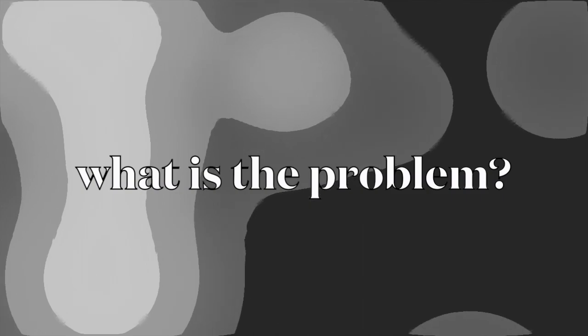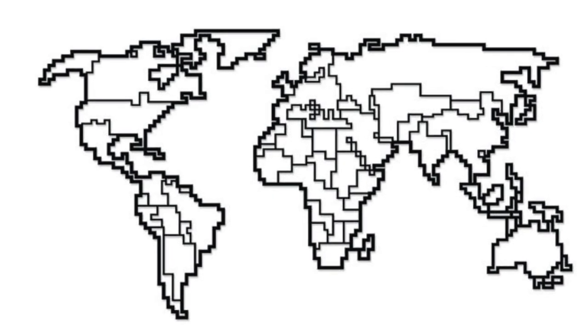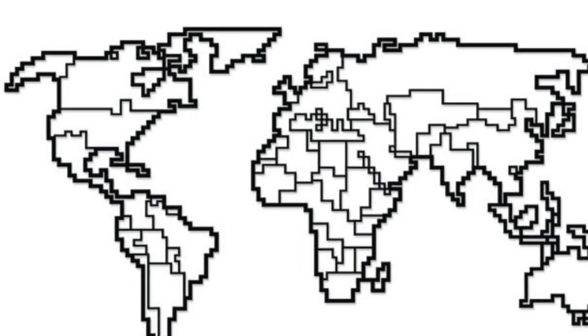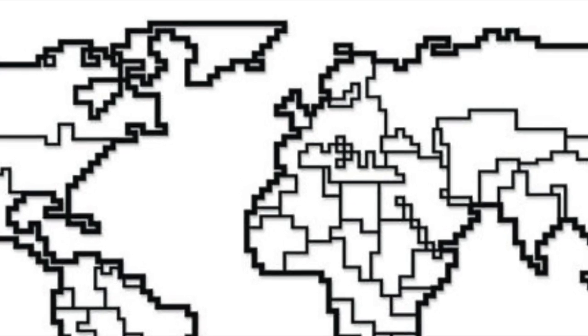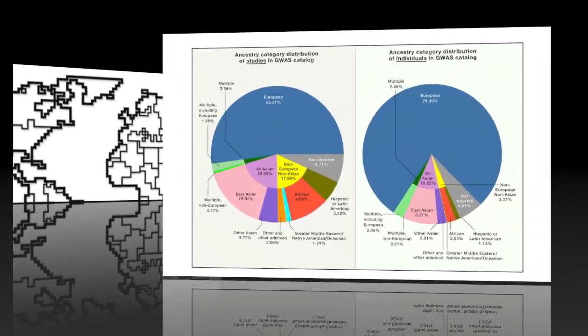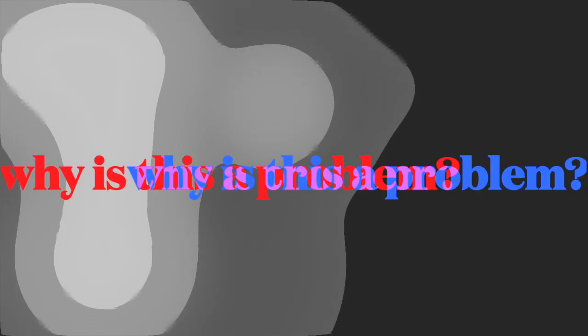What is the problem? Well, the majority of studies of genetic association with disease have been performed in Europeans. This European bias has important implications for risk prediction of disease across global populations. Data from 2018 show that close to 80% of the individual data in the genome-wide association studies catalog is from European ancestry. And why is this a problem?